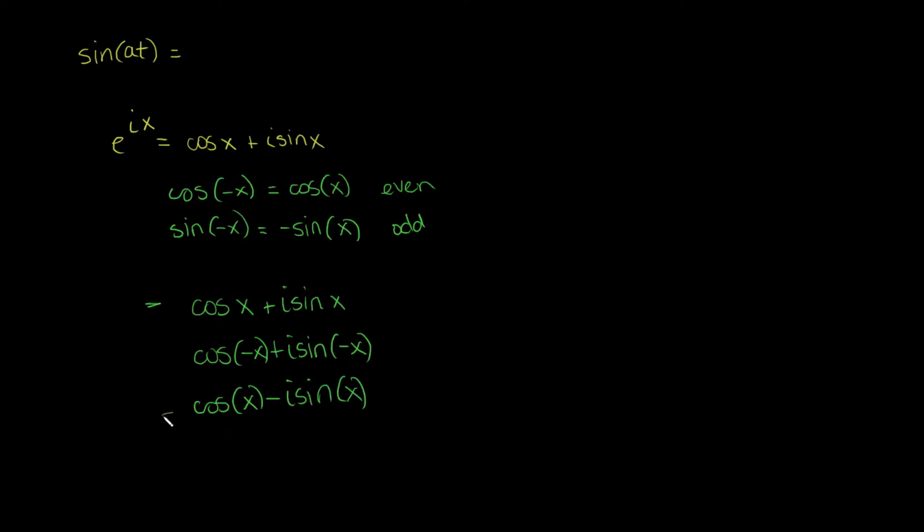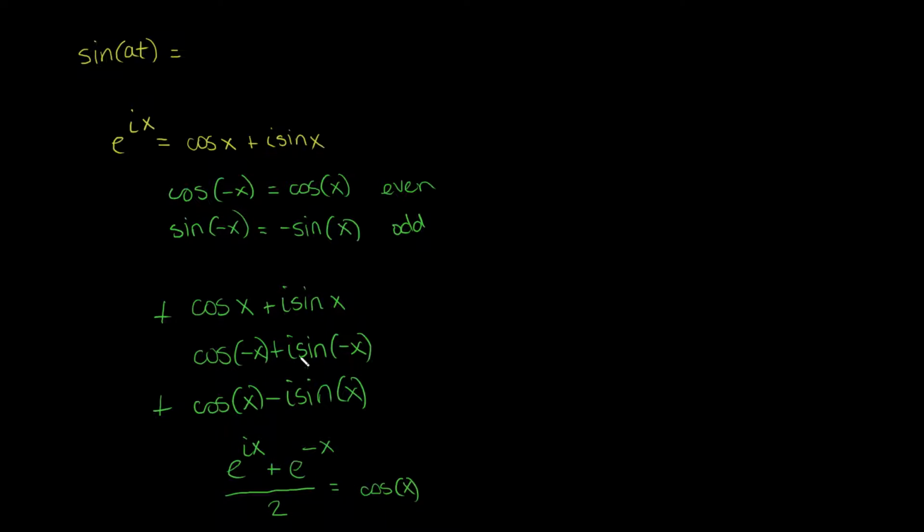So we're paying attention to these two: cosine of x plus i sine of x, and cosine of x minus i sine of x. If we're looking for cosine, we could just add these two. The signs go away, and we get 2 cosine x. We could add and divide by 2, so e to the ix plus e to the negative ix, divided by 2, equals the cosine of x.